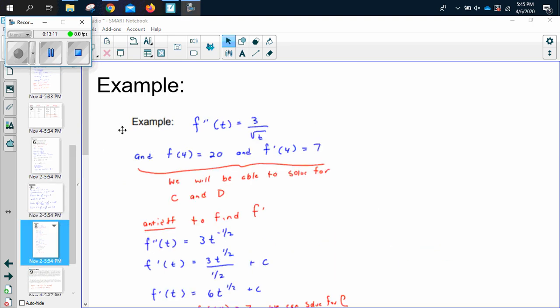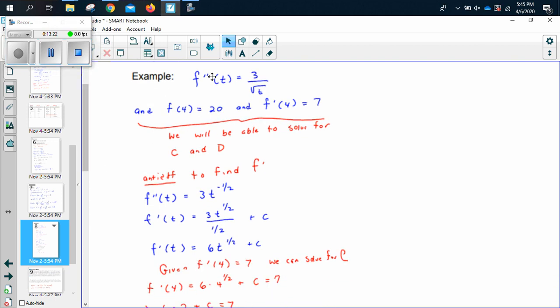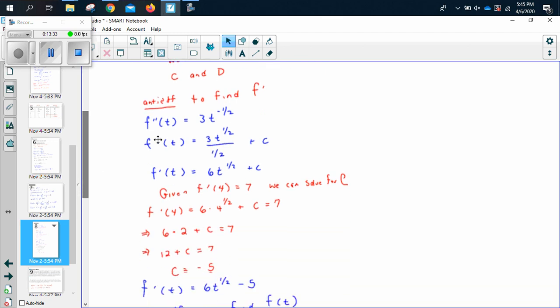Okay, here's another example, and in this example, I'm given the second derivative, and I'm given some information so I can solve for c and d. I first start with my second derivative, and I'm going to rewrite it. The square root of t would be t to the negative 1/2. And then to find the first derivative, I add 1 to the exponent, divide by the new exponent, and I have to go plus c. So I get 6t to the 1/2 plus c.